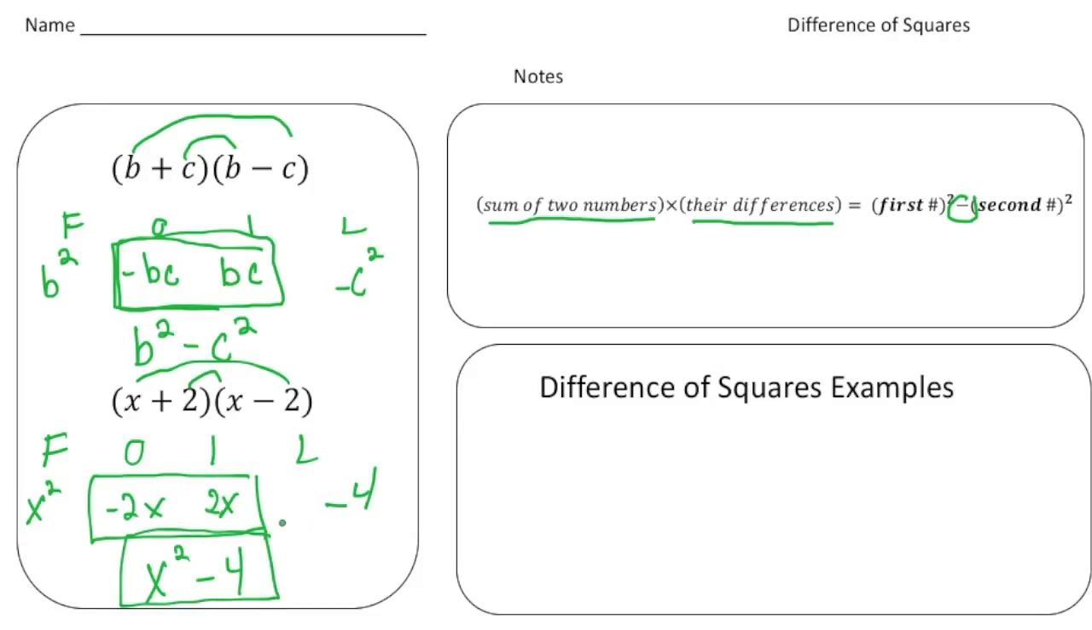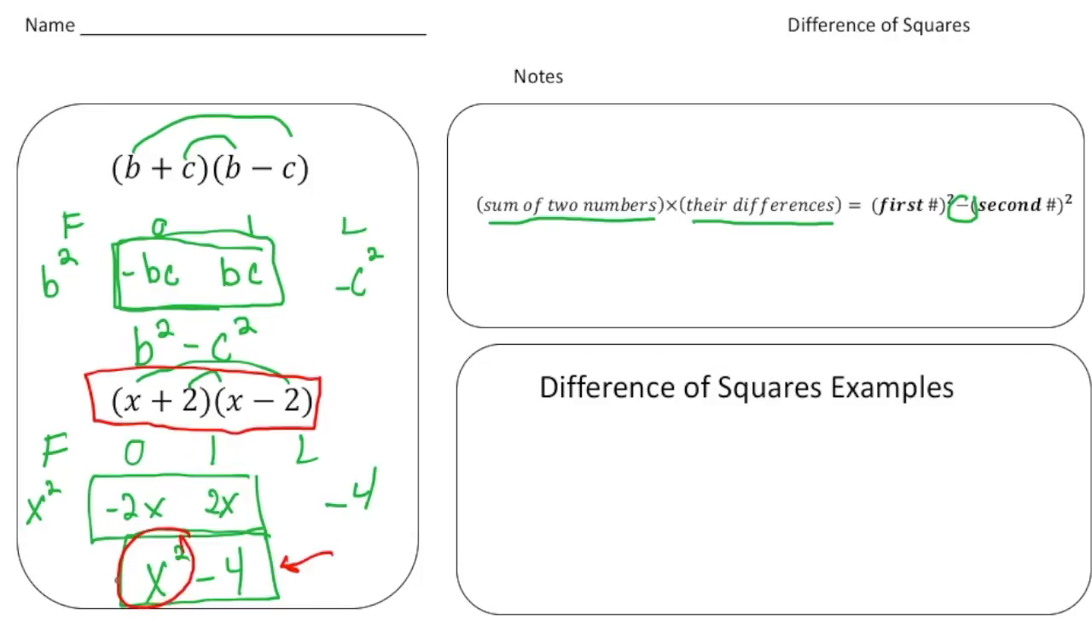Alright, but that's not what we're trying to get here. What we need to do now, I'm going to use a different color, is imagine if I gave you this, and I wanted you to come up with this. So I want to factor x squared take away 4. Now let me ask you a question. Where did this come from?